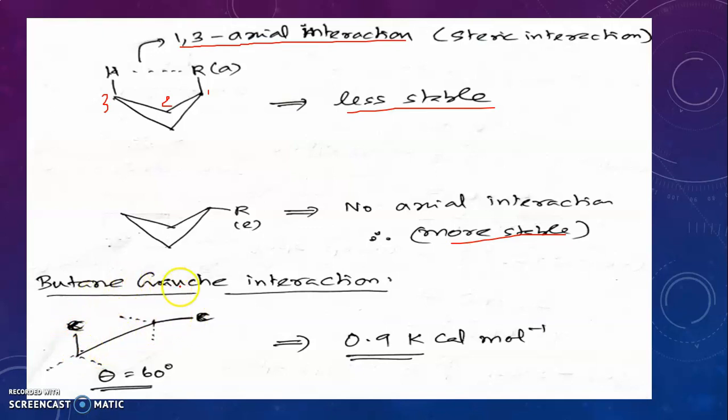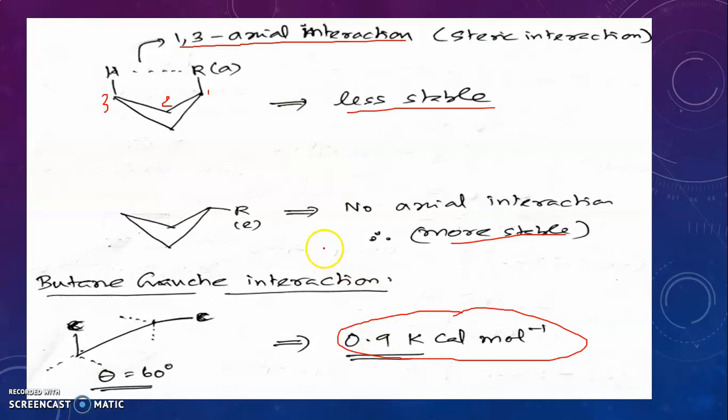In butane-Gauche conformation, there will be a steric interaction or torsional strain. I'm sorry, not steric interaction, torsional strain between the 2 carbons. This torsional strain will raise the potential energy of the molecule by 0.9 kilocalorie per mole. So, one butane-Gauche interaction provides 0.9 kilocalorie per mole of energy to the molecule.